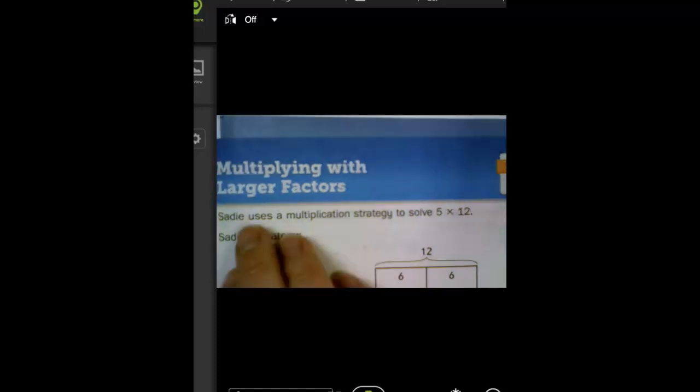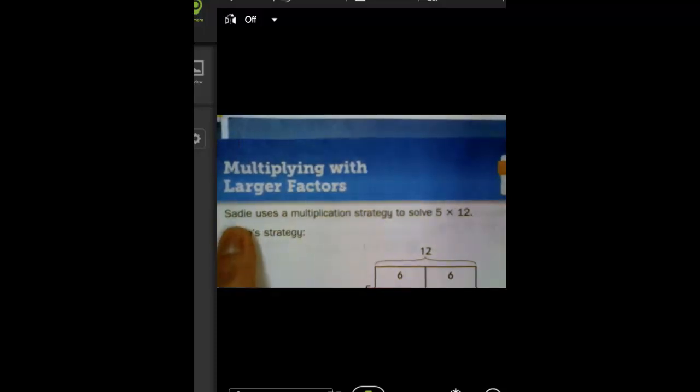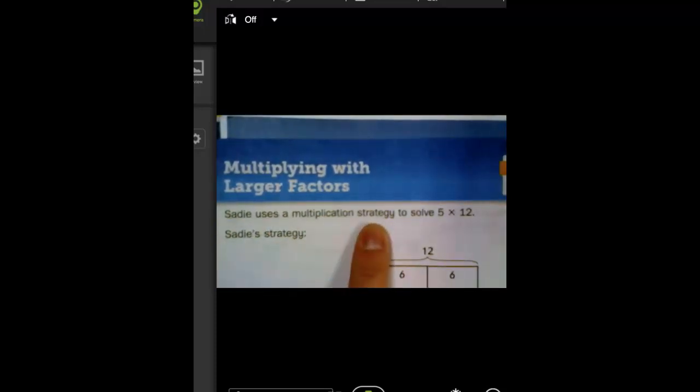All right, we know how to do this. We're just going to look at it two different ways. I promise you, you've done this before. This is a strategy we have used. We are multiplying with larger factors. It says Sadie uses a multiplication strategy to solve 5 times 12.